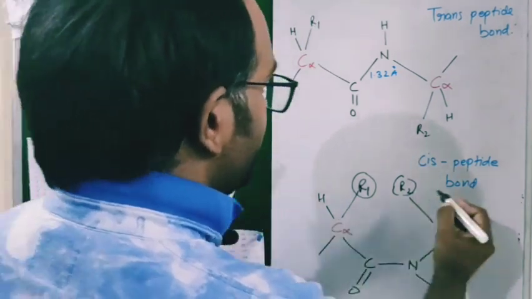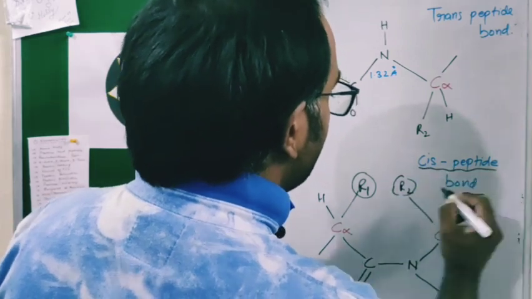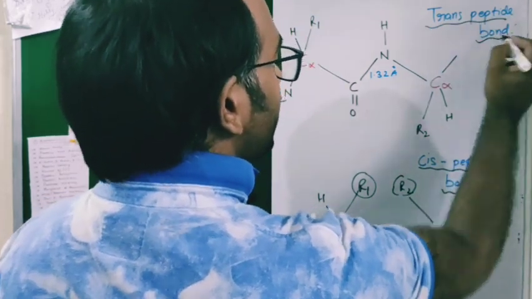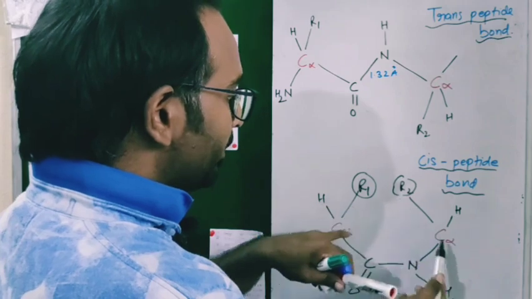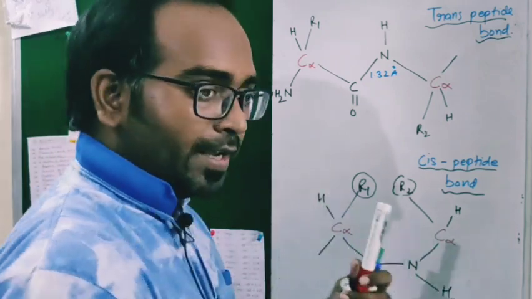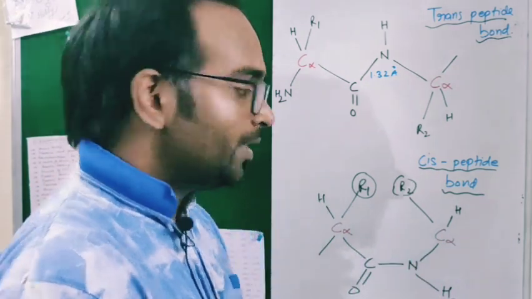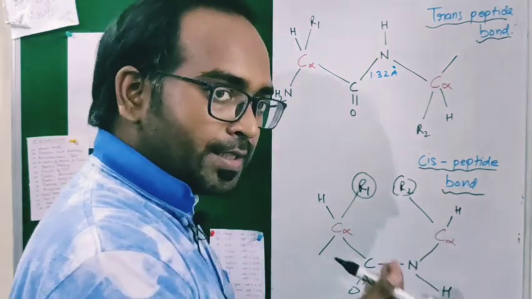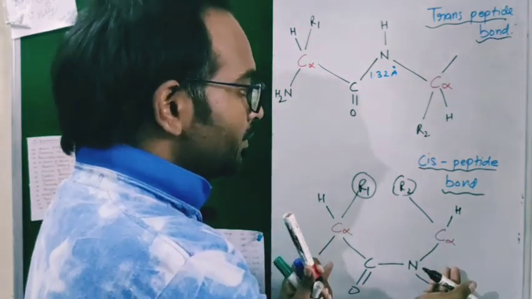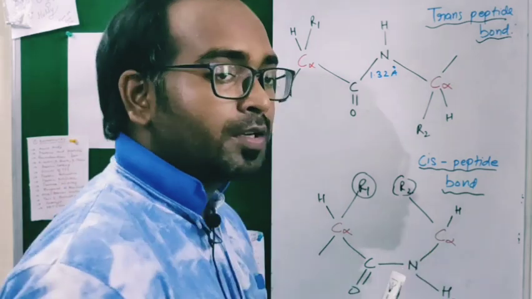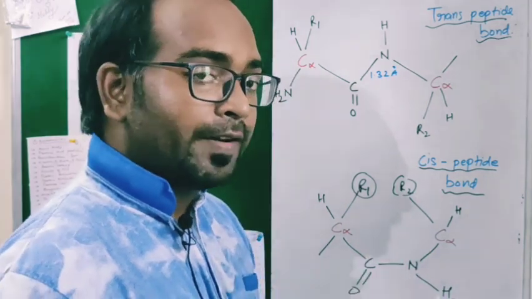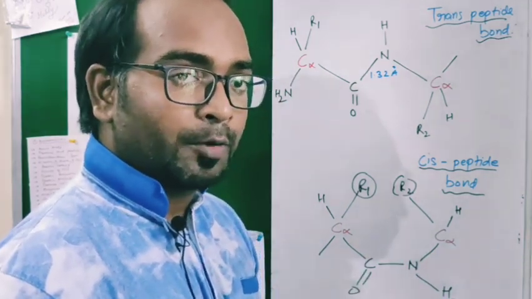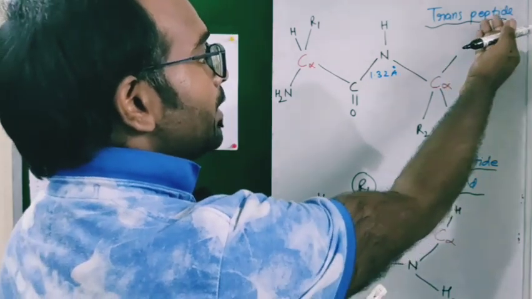Okay, so this is the cis peptide bond, and this is the trans peptide bond. Here you can see that the R groups of both adjacent amino acids are in very close proximity. That's why there is steric hindrance, and due to this steric hindrance, the cis peptide bond form is not stable. So the favorable conformation in the protein is the trans form of the peptide bond.